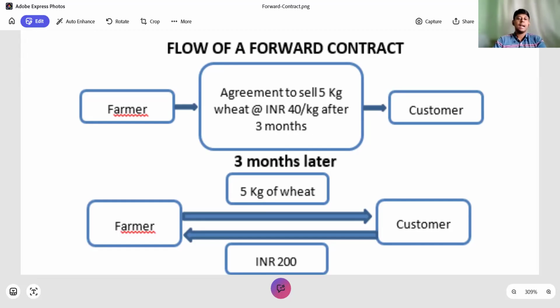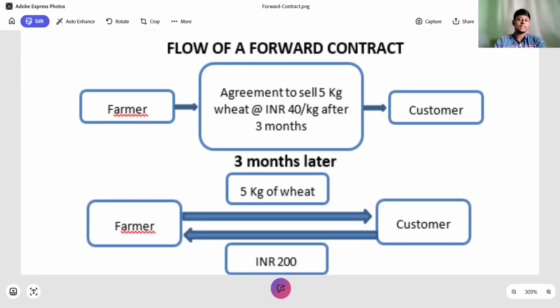For example, an exporter expecting payment in US dollars may worry that the exchange rate will change before the payment is received. To avoid this risk, the exporter enters into a forward contract with a bank to lock in today's exchange rate. No matter how the currency market moves later, the exporter already knows the exchange rate that will apply.